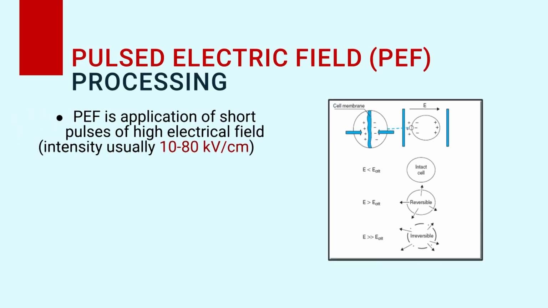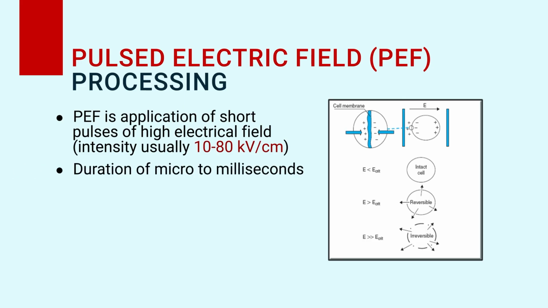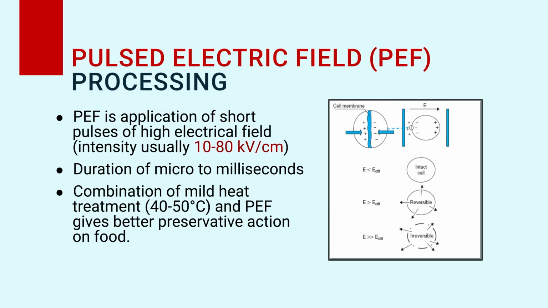Now, moving to another method of novel processing technologies, that is pulsed electric field processing. So there are two words to see, pulse and electric field. We are applying an electric field of very high intensity, usually in the range of 10 to 80 kilovolt per centimeter, in the manner of pulses. Pulse means on and off. And in this process, sometimes a synergy is produced with the use of temperature also, which could be 40 to 50. Otherwise, it can be at normal temperature or whatever the product temperature is.